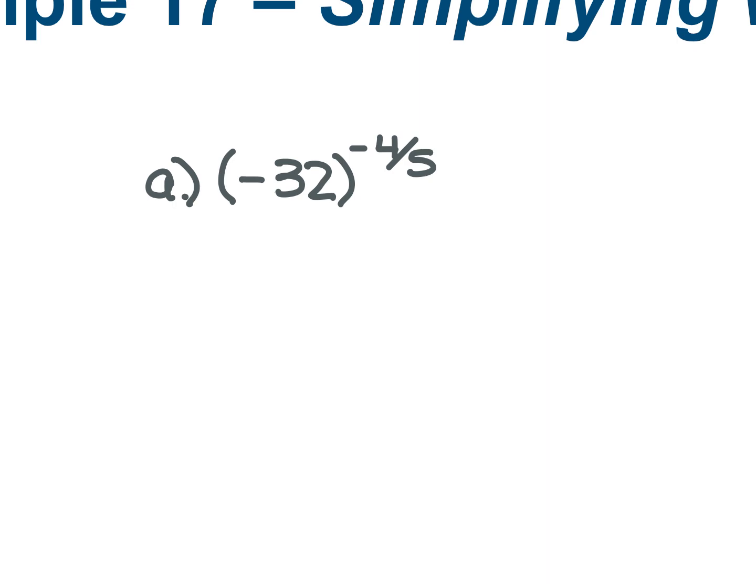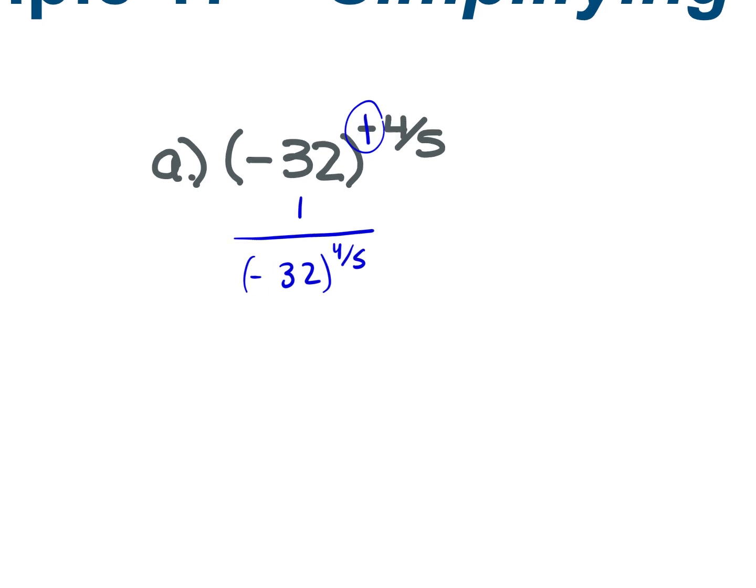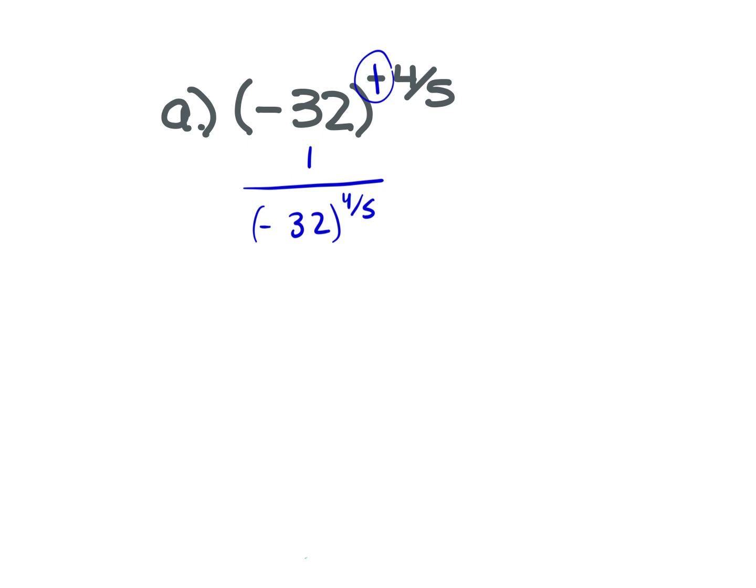So we don't like negative exponents. We're going to start by making that exponent positive and turning it into a fraction. So this would turn into 1 over negative 32 to the power of 4 over 5. So everything stayed the same except we made the exponent positive by making it a fraction. We put it in the denominator of a fraction, turned positive. Now, whenever we have a fraction as an exponent, we want to turn it into a radical to see what we need to do to simplify this.